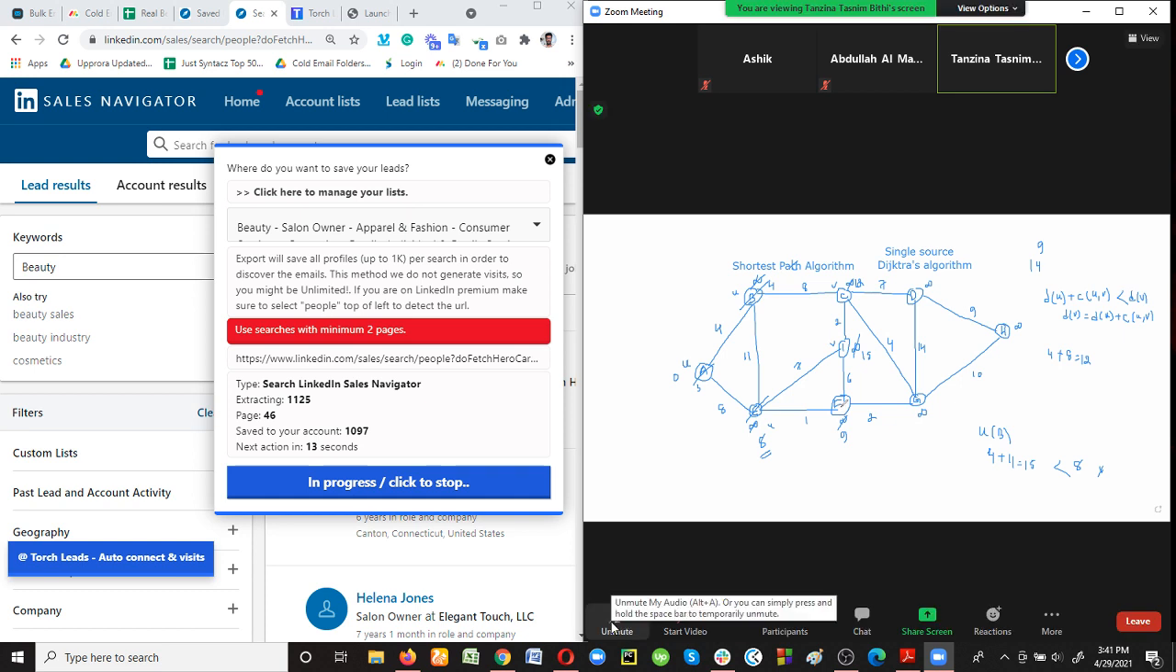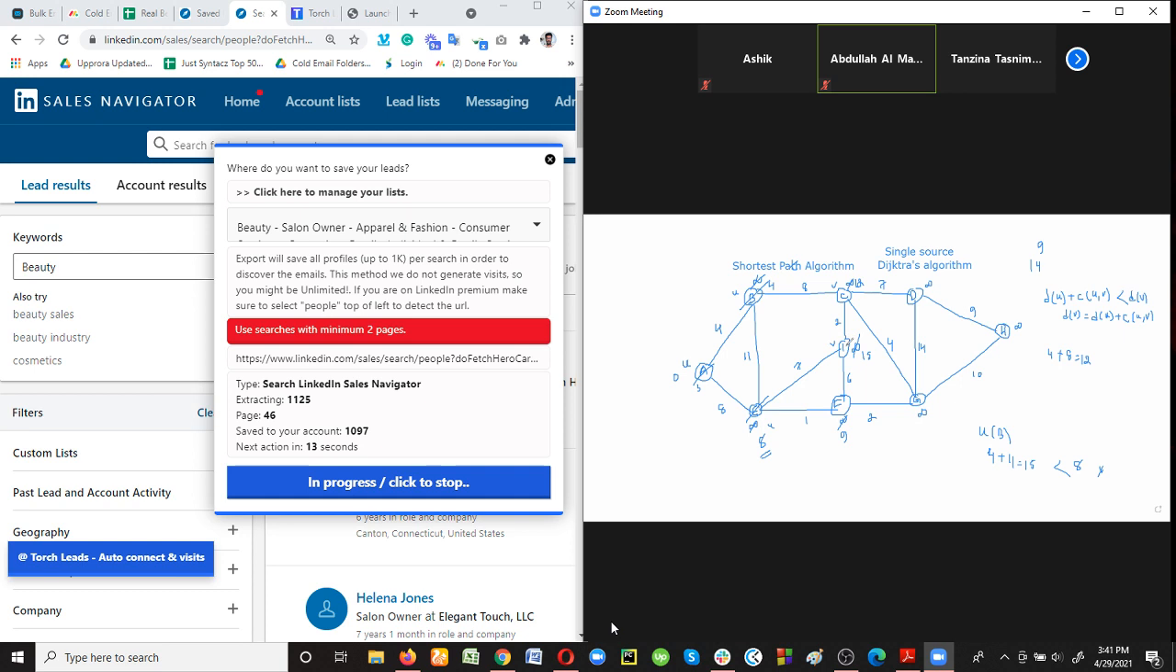It depends on its weight or distance. The distance of C will be the next node. The distance of I is, sorry, 15. F. Yes, F. Now we can take F because its distance is 9, which is less than the distance of C and I. So the next one is F.